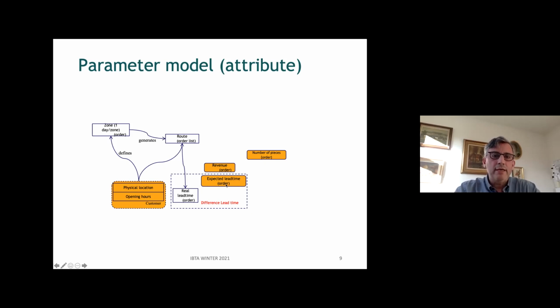So here you can see the difference in lead time. The customer would expect tomorrow or within a couple of days, but reality showed 6.7 days at least. Okay. Other parameters, of course, the route will define the revenue. Why? Because it will depend on the load capacity.